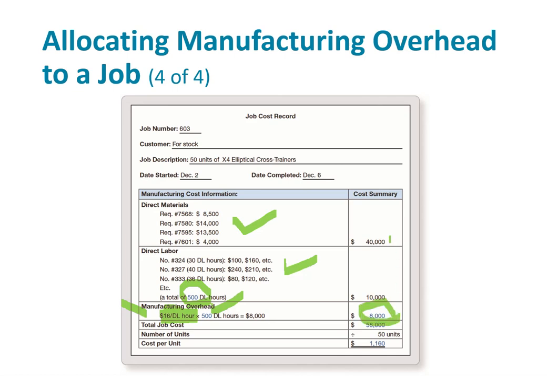Now we can add up all three of the production costs: direct material, direct labor, manufacturing overhead. It's $58,000. We divide it by the number of, in this case, elliptical cross trainers, 50, and our per unit cost for this job is $1,160.